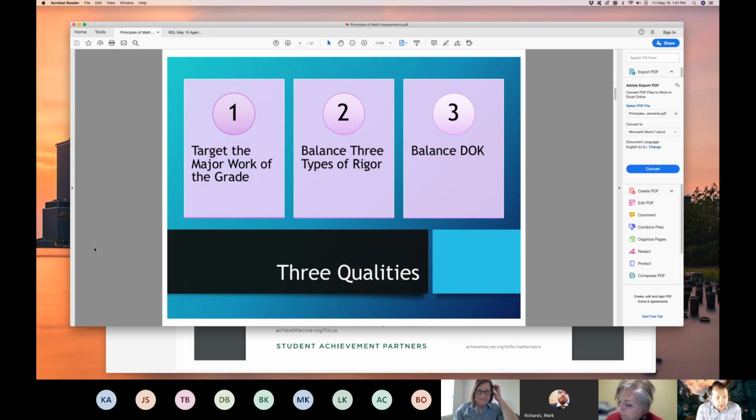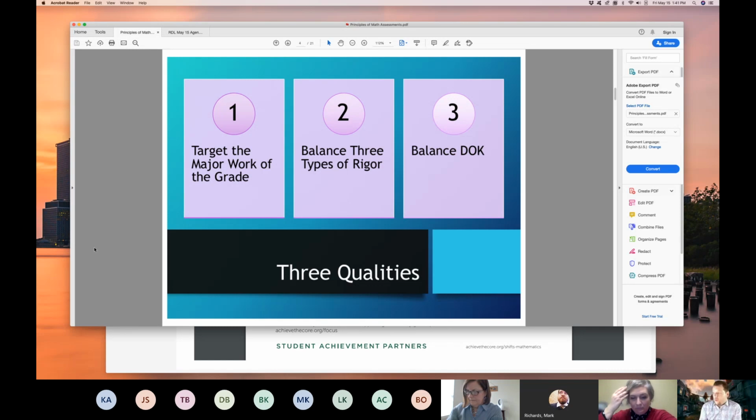So that being said, when it's all said and done, how do we go about building this? I boil it down into these 3 things. I have to target the major work of the grade. I have to balance the 3 types of rigor: the procedural skill and fluency, the conceptual understanding, and the application. And then I have to balance the depth of knowledge.